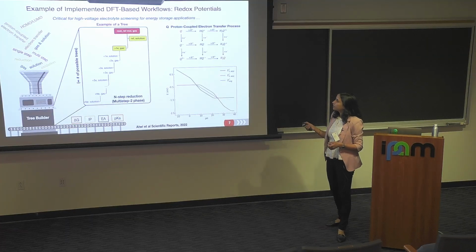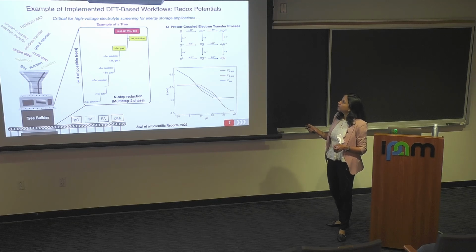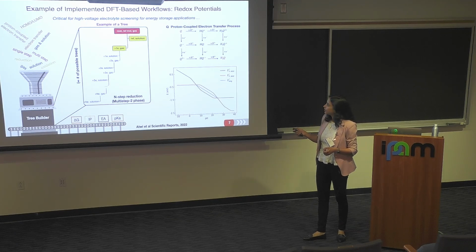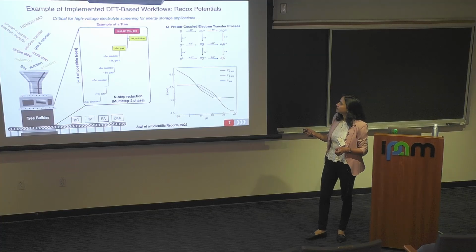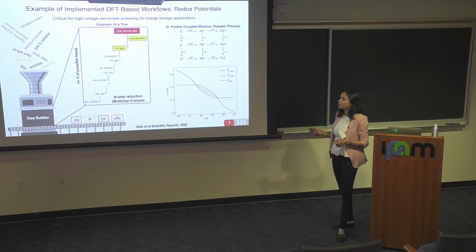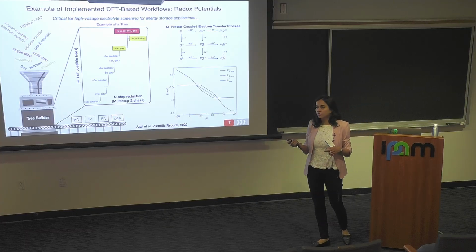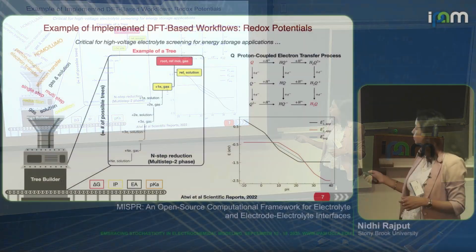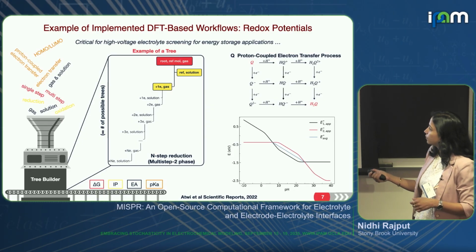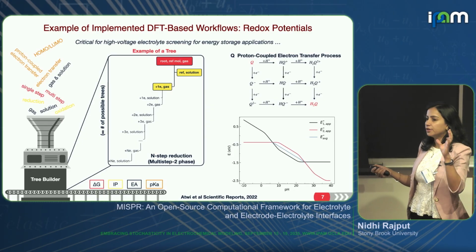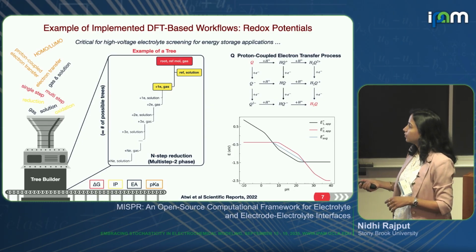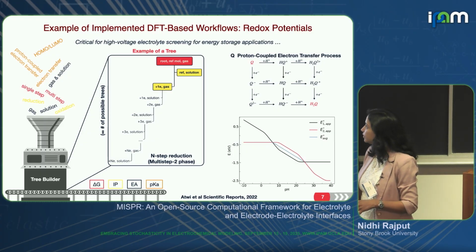And in the case of aqueous electrolyte, this is an example for a redox active molecule, canoxylene, where we computed the PCET process, and this is the corresponding electron transfer diagram for the first and second electron potential as a function of pH. So again, the workflow is quite flexible depending on whatever level of theory you want to pick, and it will give you the corresponding output.